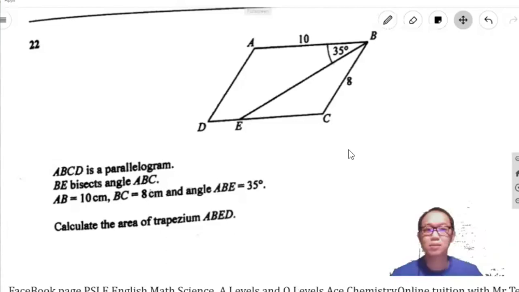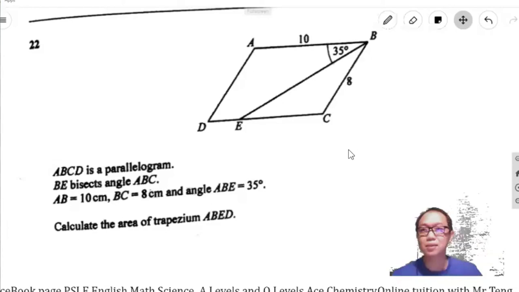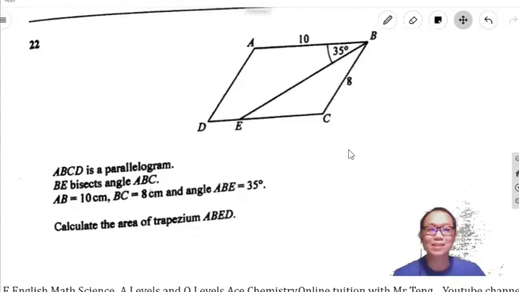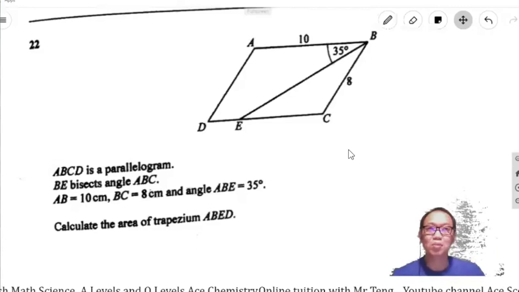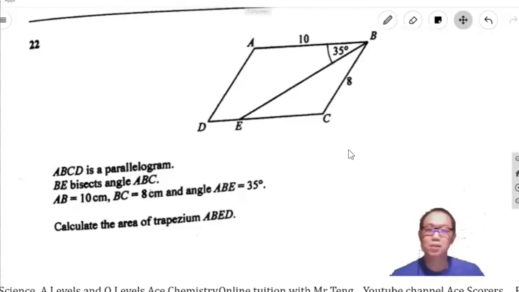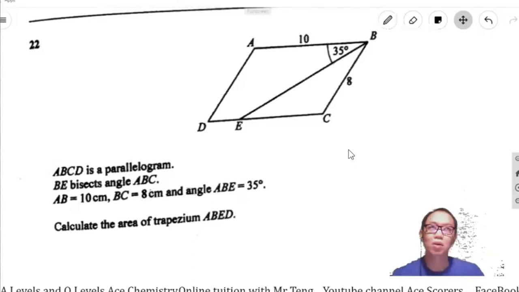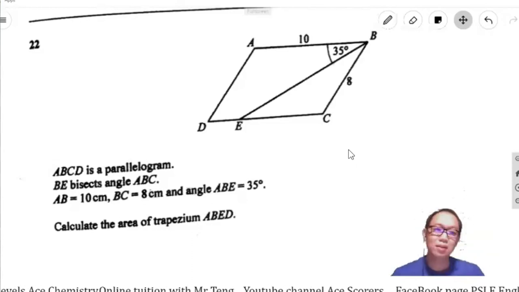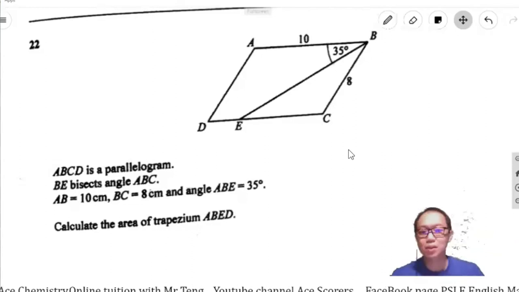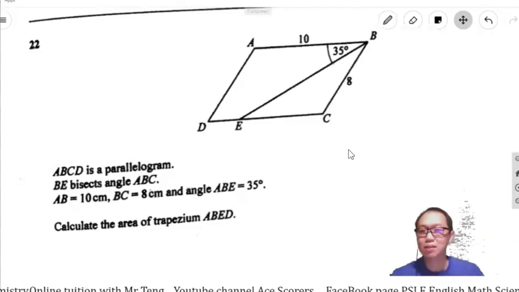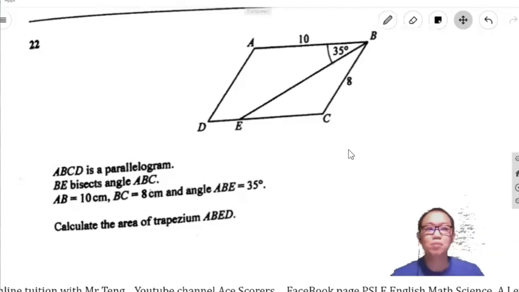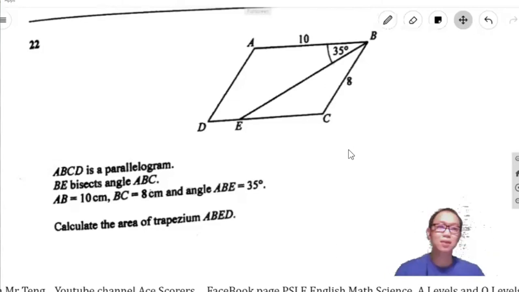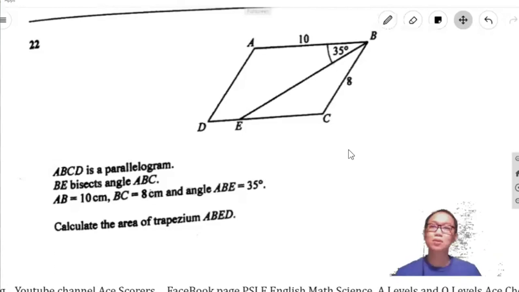I can't say the same for A levels or poly, right? It's a different ball game for JC and poly. But I guarantee you it works for O level. I'm not so sure about languages, but science and math, no problem. Hard work can make up for not being clever. Like me, not clever, but just using hard work I can get A1. Right, so with that, I will end today's lesson.